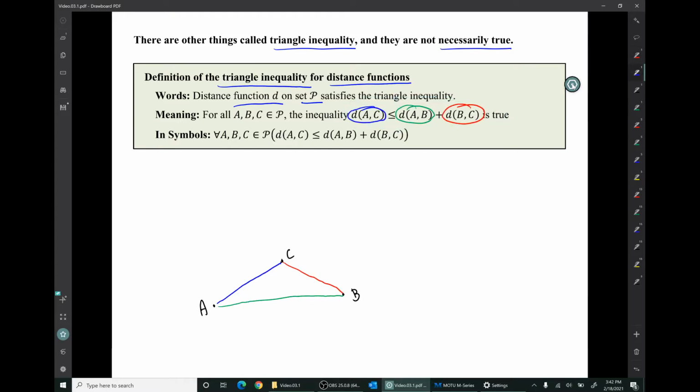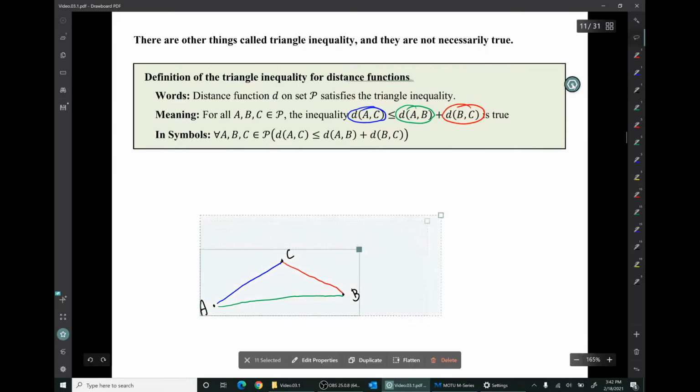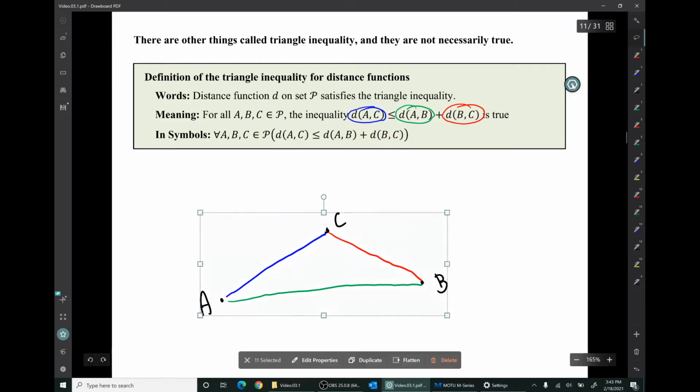So in that triangle, the shortest distance between A and C is the length of that blue segment. That corresponds to these terms up here in that inequality. Let's go on.